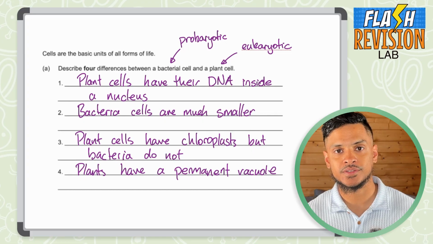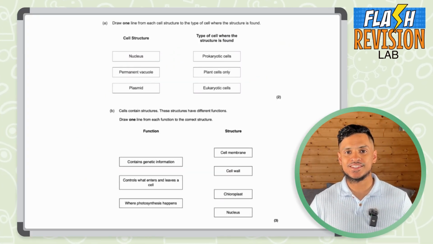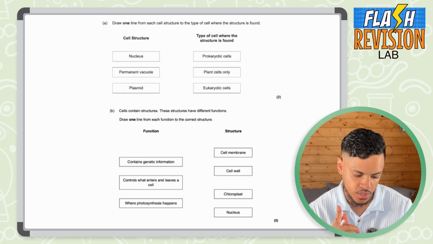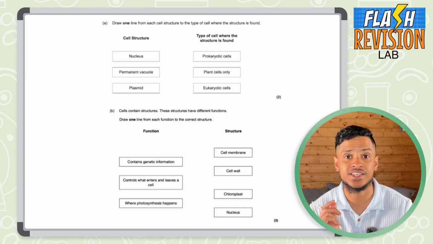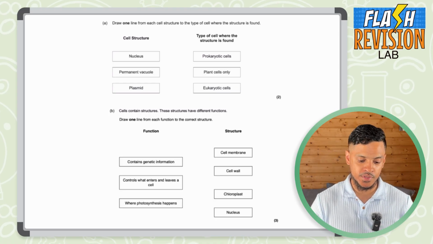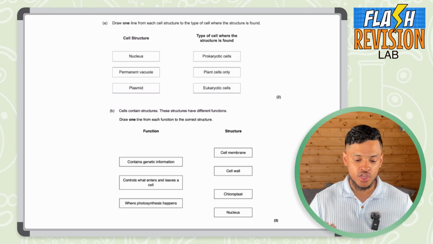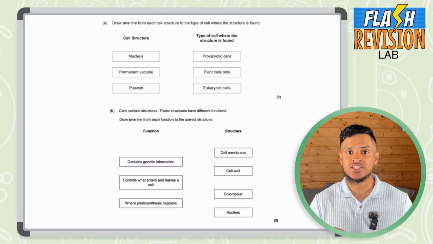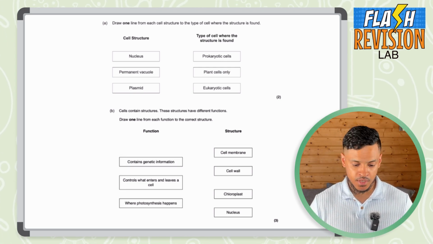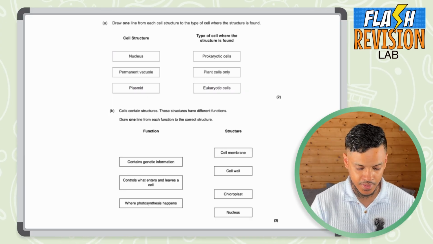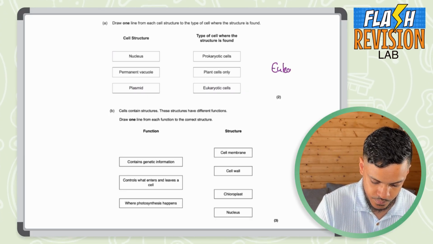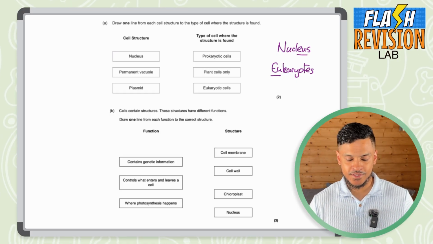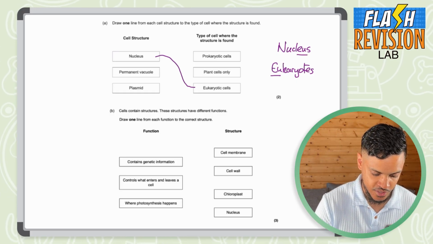You've got 4 marks. All right, let's try this 5 marker on cells. So here we've got a question where it says draw one line from each cell structure to the type of cell where the structure is found. So the difference between prokaryotes and eukaryotes, remember, eukaryotes have a nucleus whereas prokaryotes don't, or their DNA is just floating around in the cytoplasm. So you can memorize that by remembering that eukaryotes have an EU in it, just like the word nucleus. So that reminds you that eukaryotes have a nucleus.